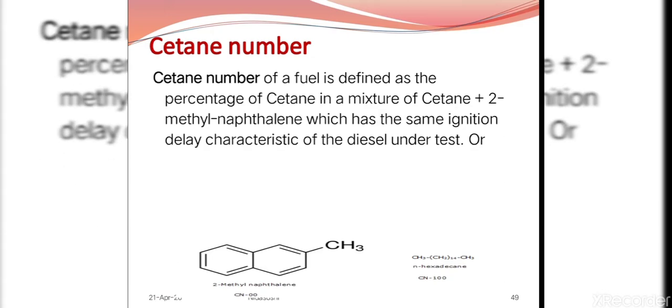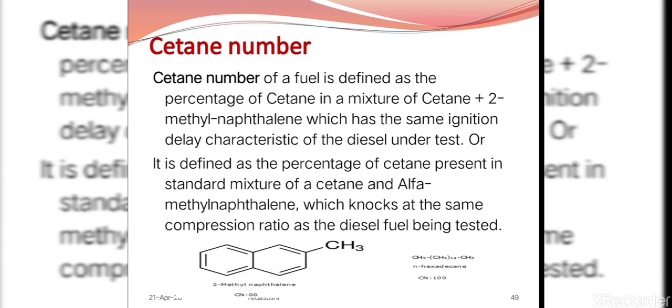Then how can we define cetane number? Cetane number of the fuel is defined as the percentage of cetane present in the mixture of cetane and 2-methyl naphthalene or alpha methyl naphthalene which has the same ignition delay as that characteristic of diesel oil under the test. It is also defined as the percentage of cetane present in the standard mixture of cetane and alpha methyl naphthalene which knocks at the same compression ratio as the diesel fuel under the test.